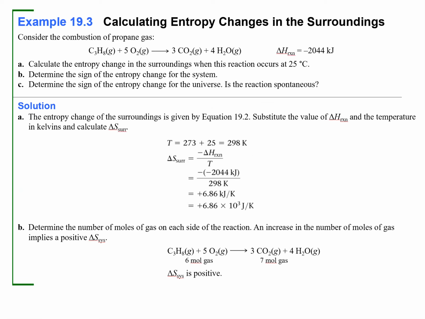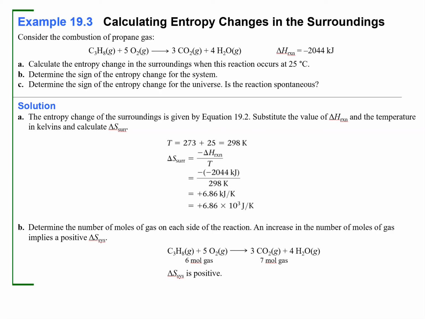Let's look at another example here that is slightly more complicated. And this has three parts. So let's look at the combustion of propane. Propane is our C3H8 gas, and it's going to react stoichiometrically with 5 equivalents of oxygen gas, forming 3 equivalents of carbon dioxide and 4 equivalents of water vapor. And the delta H for this reaction is negative 2,044 kilojoules of energy.